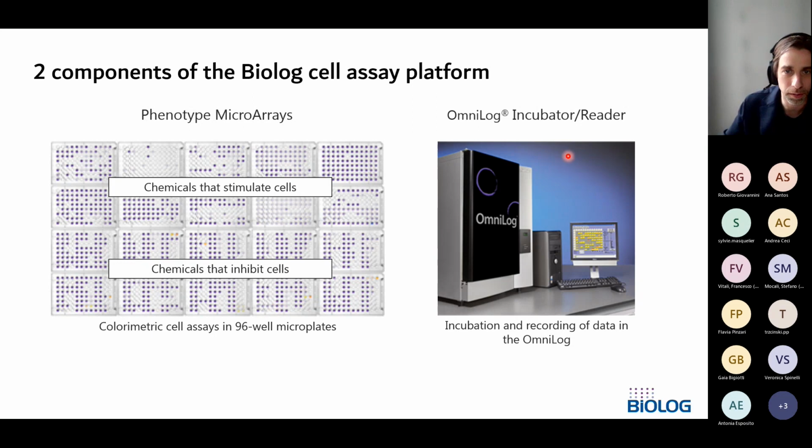But the other component is the OmniLog incubator reader. And this is, I think, what made the technology really high throughput, because this instrument comes with a computer and related software, and you can incubate up to 50 plates inside. You can set them in, and the reader will automatically read them every 15 minutes, or you can set it up even every 5 minutes if you want, and then plot automatically over time the signal intensity, giving kinetic measurements of color formation.